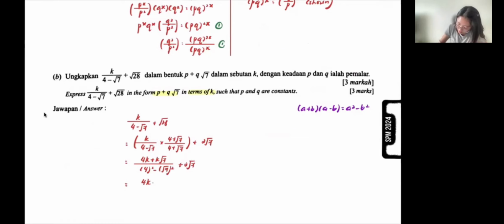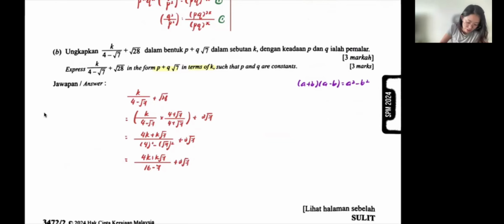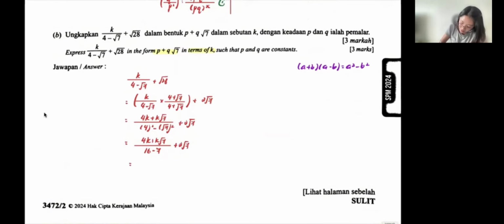So what we have at the bottom, on top you just copy. This is 4, 4, 16, minus 7, plus 2 surd 7. 16 minus 7, you will get 9. So 4 over 9, k plus k over 9, surd 7 plus 2 surd 7. Then for q over here, we have only one term for surd 7, so you're going to factorize surd 7. So this becomes k over 9 plus 2 surd 7 outside.